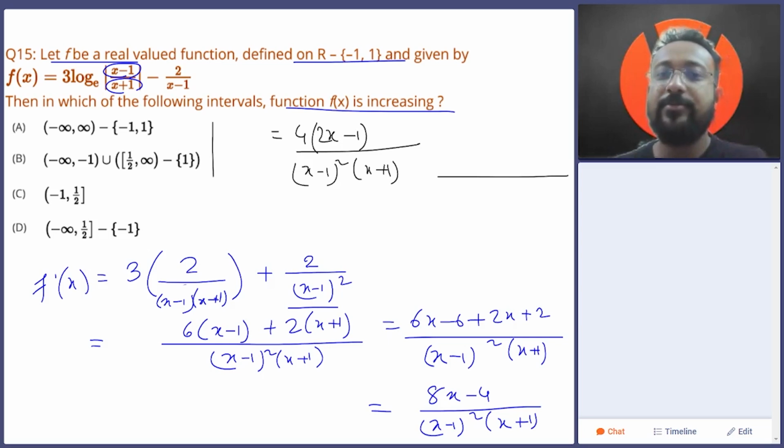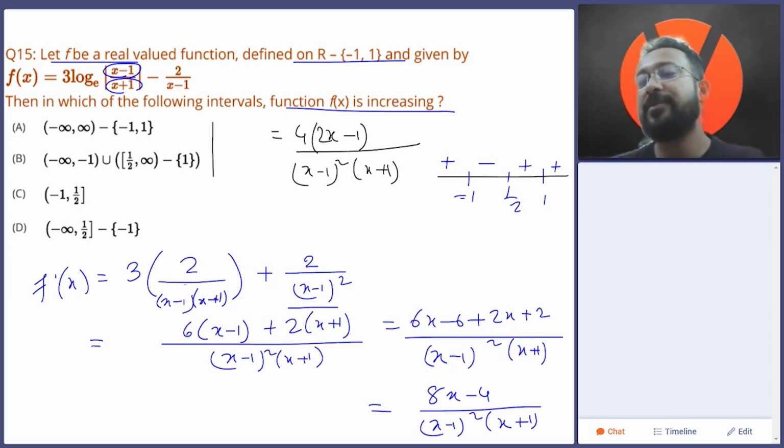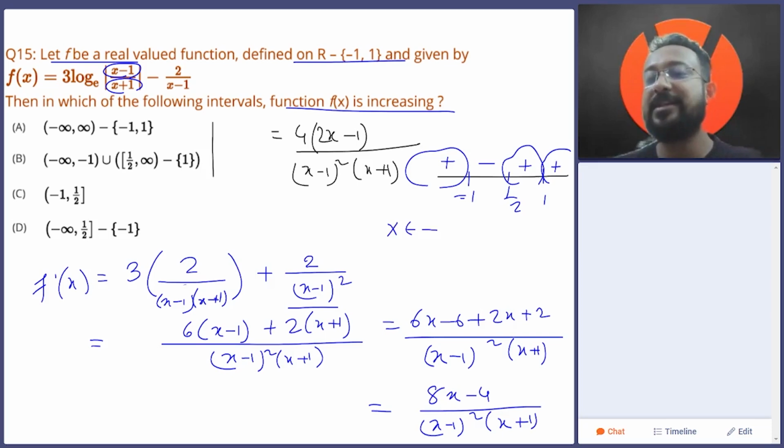So 3 points we can plot. One is minus 1, another is half, correct? Another is 1. So 1 will not be changing its sign, correct? At half, we will be changing its sign, yes. So f dash x is positive from minus infinity to minus 1, between half to 1, and then from 1 to infinity. So we can write the answer as x belongs to minus infinity to minus 1, correct?